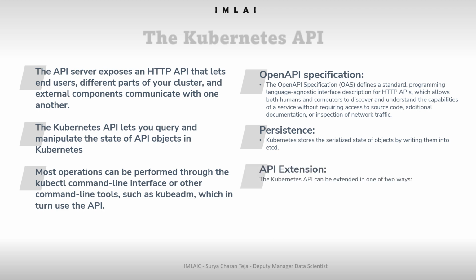Then API extension. The Kubernetes API can be extended in one of two ways. The first one is custom resources, which let you declaratively define how the API server should provide your chosen resource API. And the second one is you can also extend the Kubernetes API by implementing an aggregation layer.